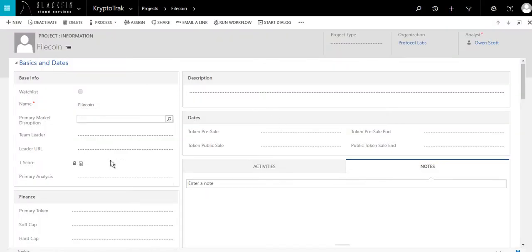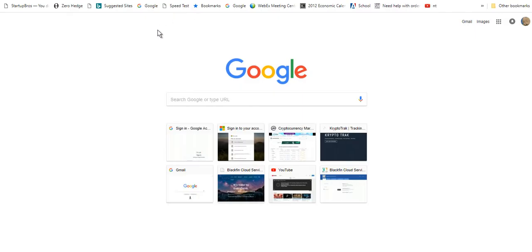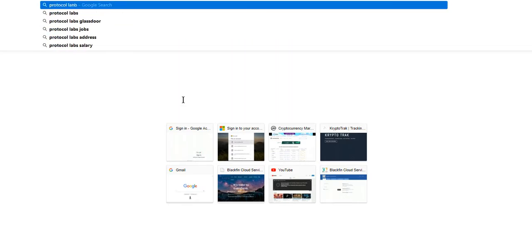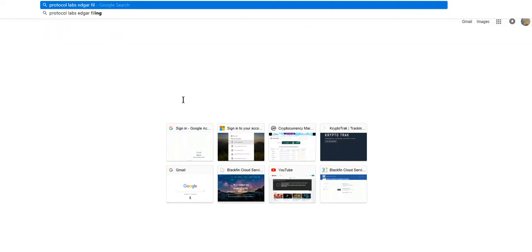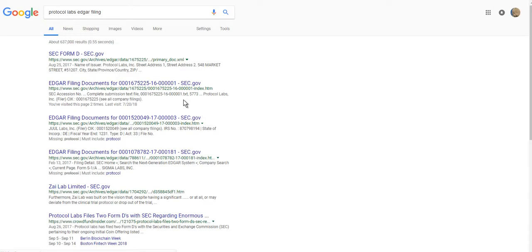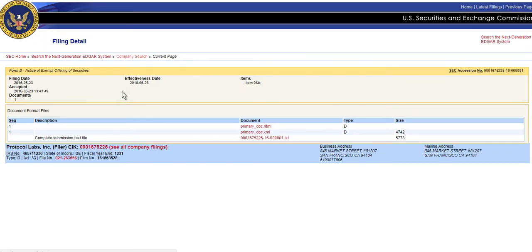Obviously, there's a ton of stuff I can put in here, but what I'm going to do is type in Protocol Labs, EDGAR filing. I believe that's a good one. And we might go right to it if we're lucky enough. Let's just see how Google does with that. But bam, what is it? Is it Protocol Labs? It is.